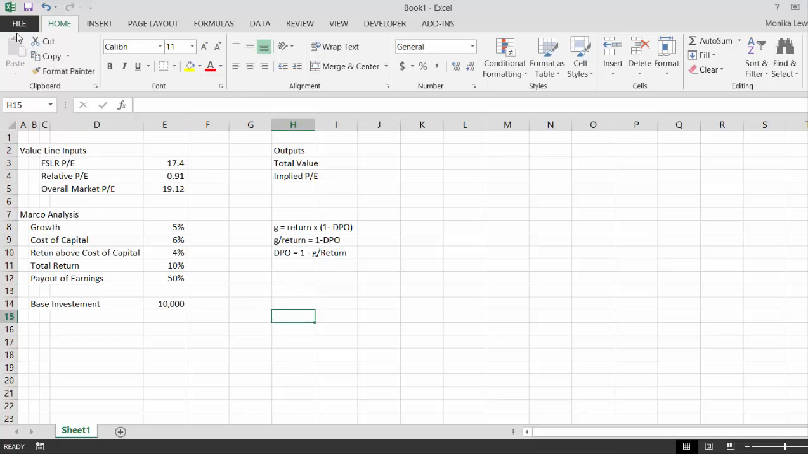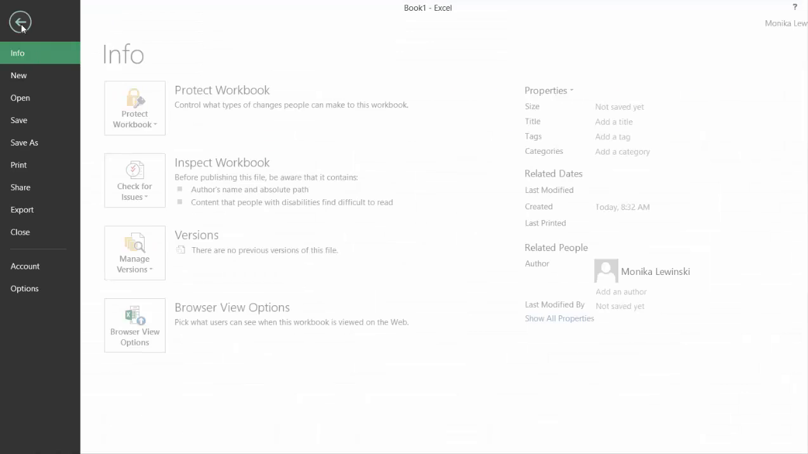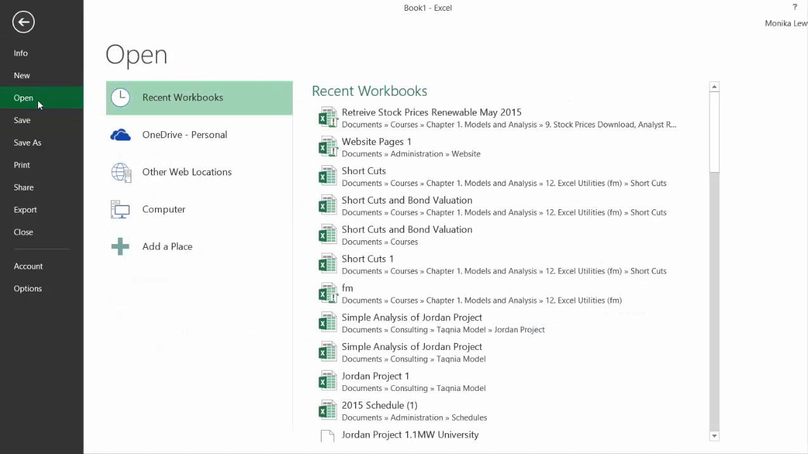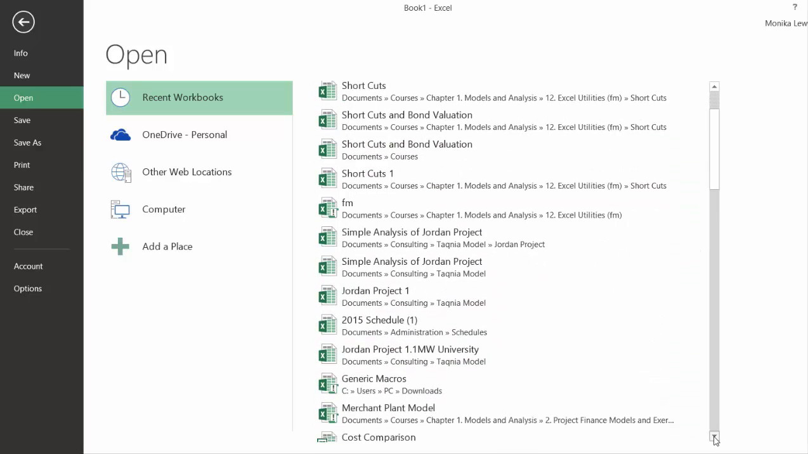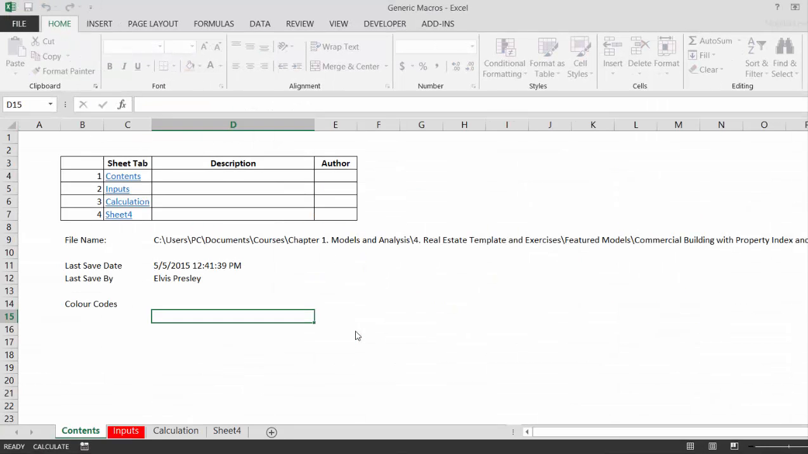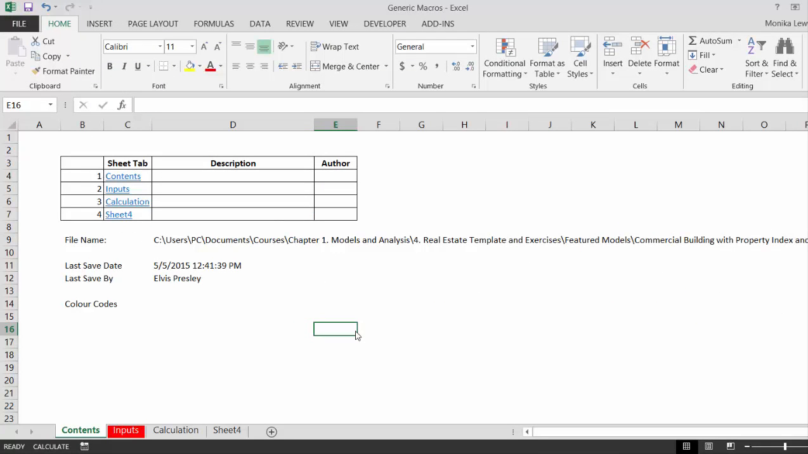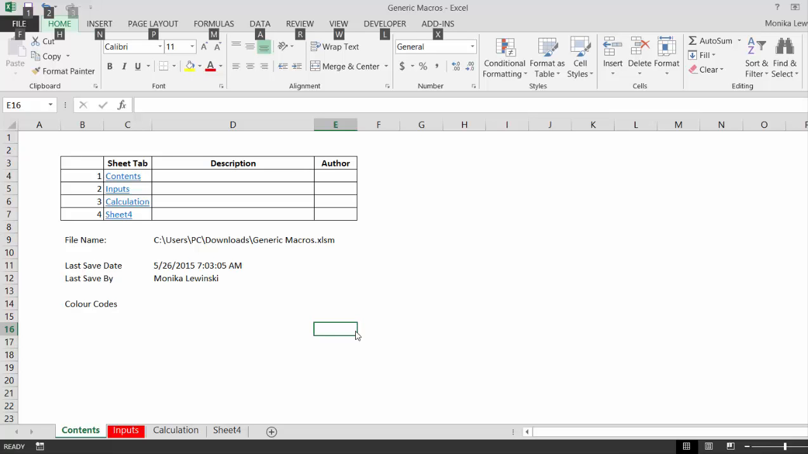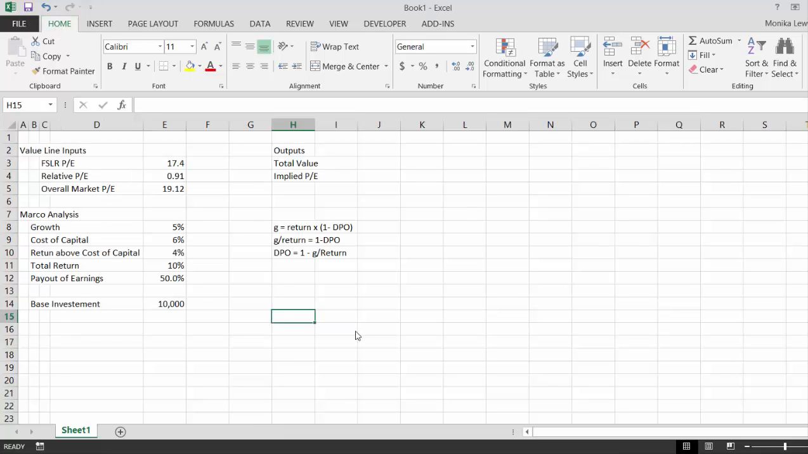Now I'm going to open the generic macros file. I hope I can find it. Okay, and then we press Control Tab, or I'm going to try that new one. No. Control F6. Control Tab or Control F6.